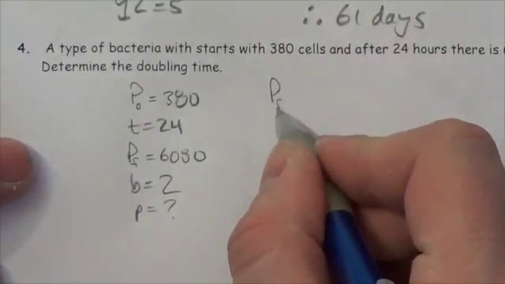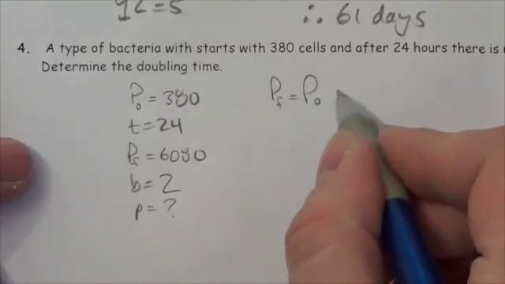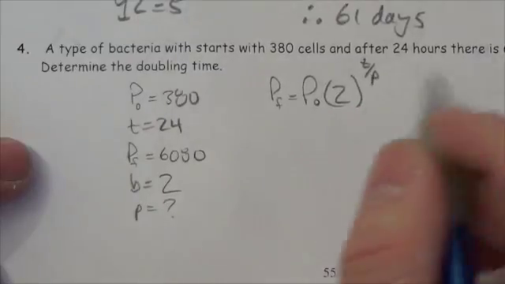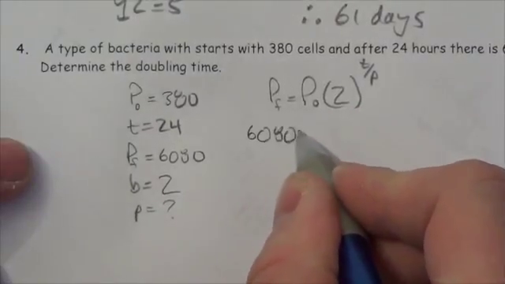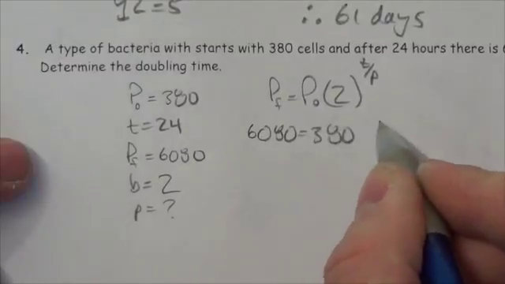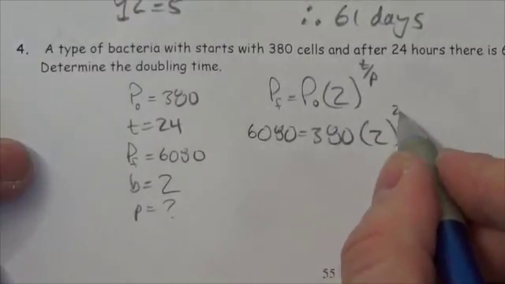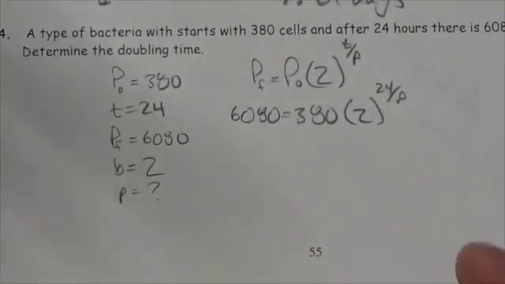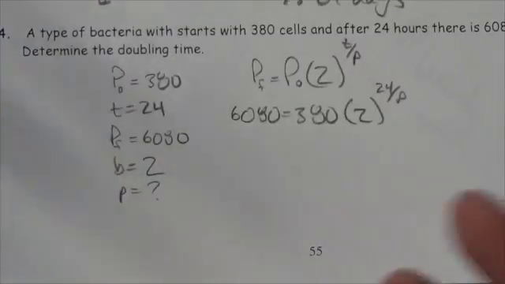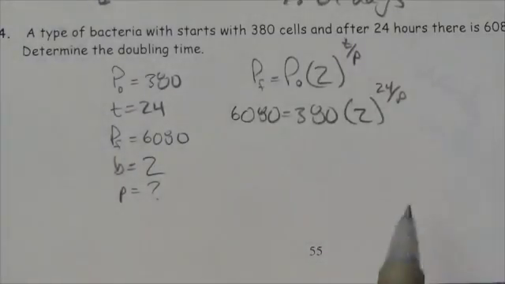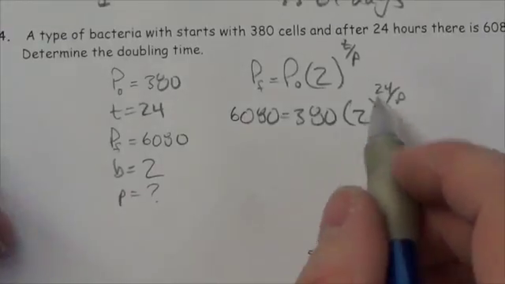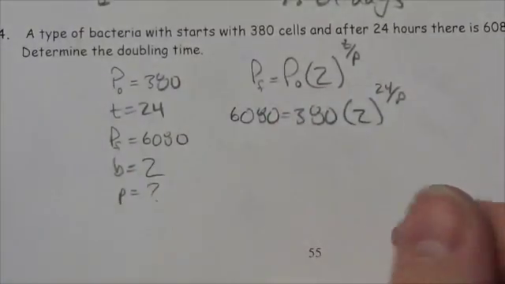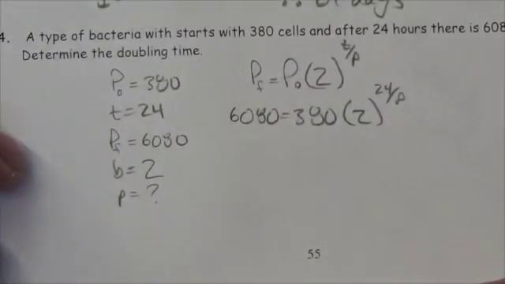So the formula we're looking at is P final is equal to P initial, P naught, times 2, that's our base, to the T over P. So I know 6,080 is 380 times 2 to the 24 over P. The only unknown I've got is this guy right here. Now, unless something beautiful happens in my next step, I'm going to have to go to the calculator to figure this out. So let's just take a look and see what happens. I'm hoping that if I isolate my power, I get powers of 2 on both sides. Here's hoping. So we're going to divide both sides by 380.